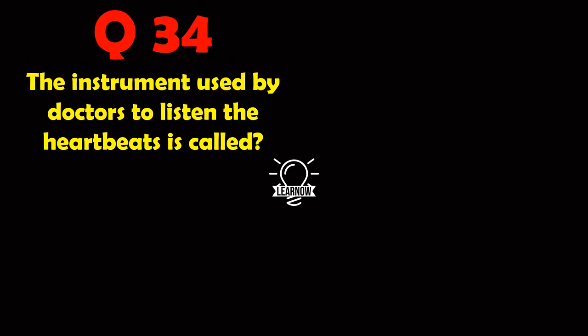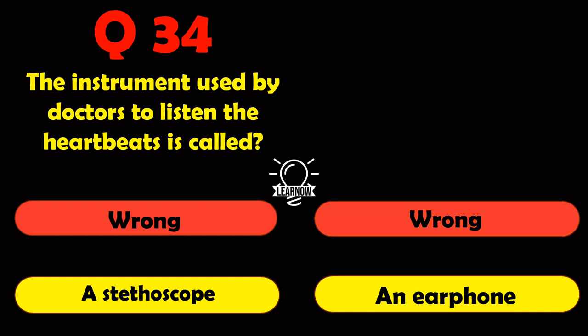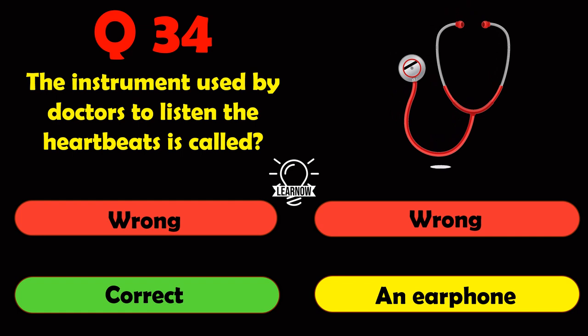Moving to the next question, question number 34. The instrument used by doctors to listen to heartbeats is called. So we have to tell the name of the instrument. So is it a microscope, a telescope, a stethoscope, or an earphone? A microscope is wrong. A telescope is also wrong. So is it a stethoscope? Yes, a stethoscope is an instrument used by doctors to listen to heartbeats, right? So stethoscope will be the correct answer.